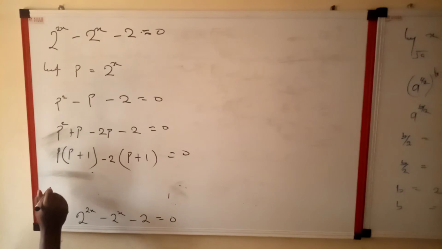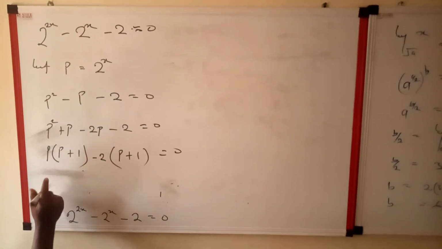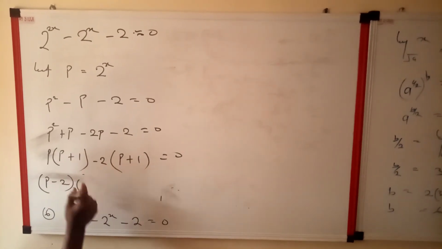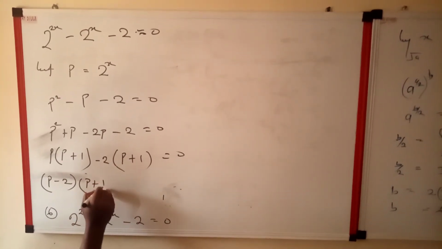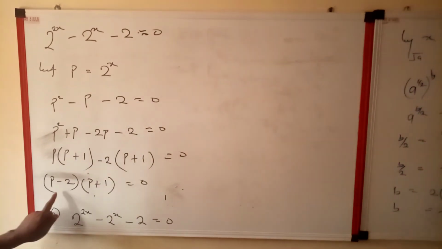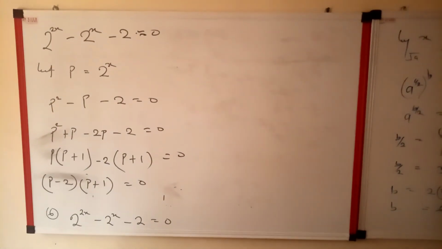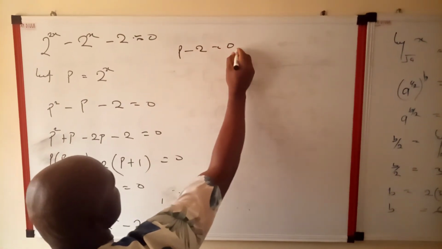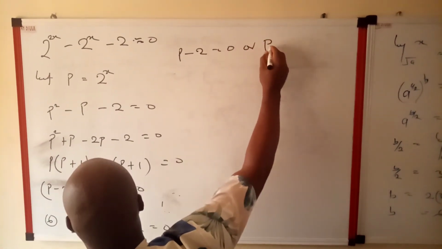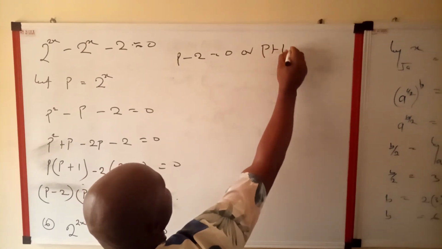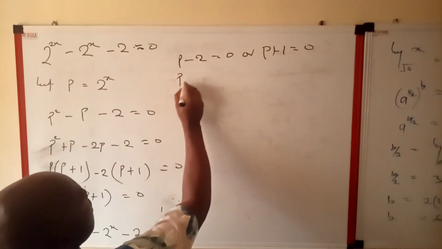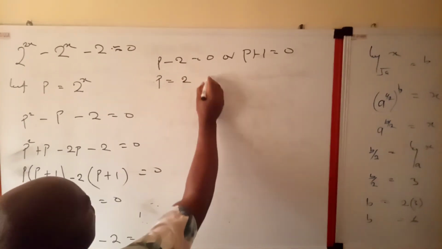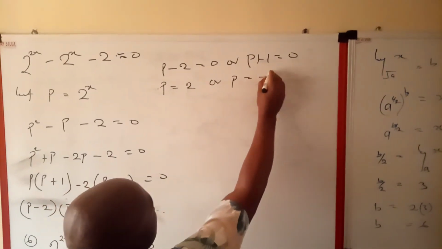So from here, you now take these terms that are outside to form one bracket, and you collect one of these terms that are in the bracket, all equals 0. So the answer here is p minus 2 is equal to 0, or p plus 1 is equal to 0. If that is true, you say that p is equal to 2, this one crossing to the other side becomes 2, or you have p is equal to minus 1.